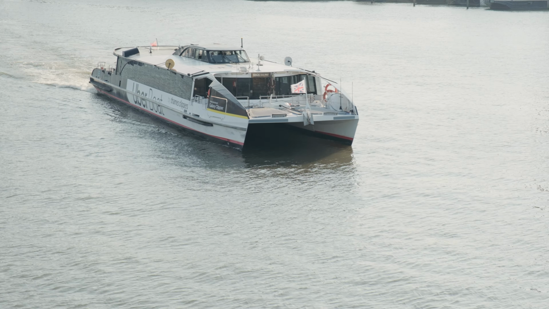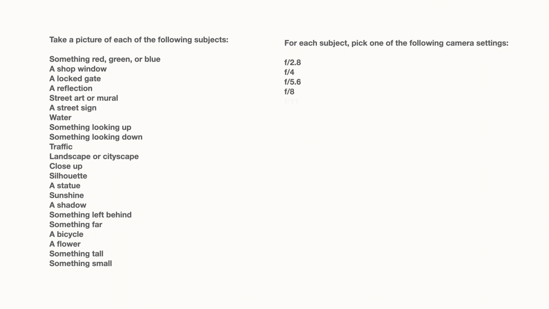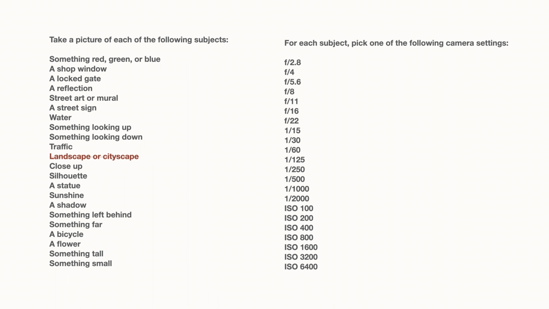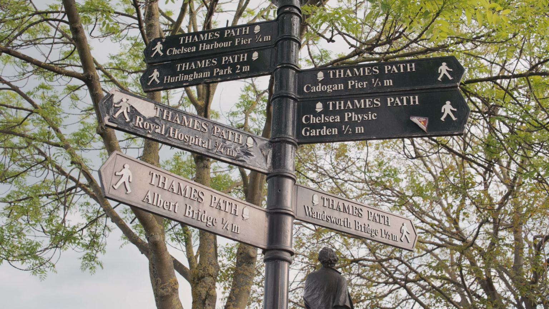I will give you a list of 22 different subjects and another list of 22 different camera settings. Your task is to choose one subject at a time and carefully consider which camera setting would work best for photographing that particular subject. Once you have selected a camera setting, take a picture of the subject using that specific setting. Then you can cross off both the subject and the camera setting from their respective lists, and then continue this process, working your way through the remaining subjects.